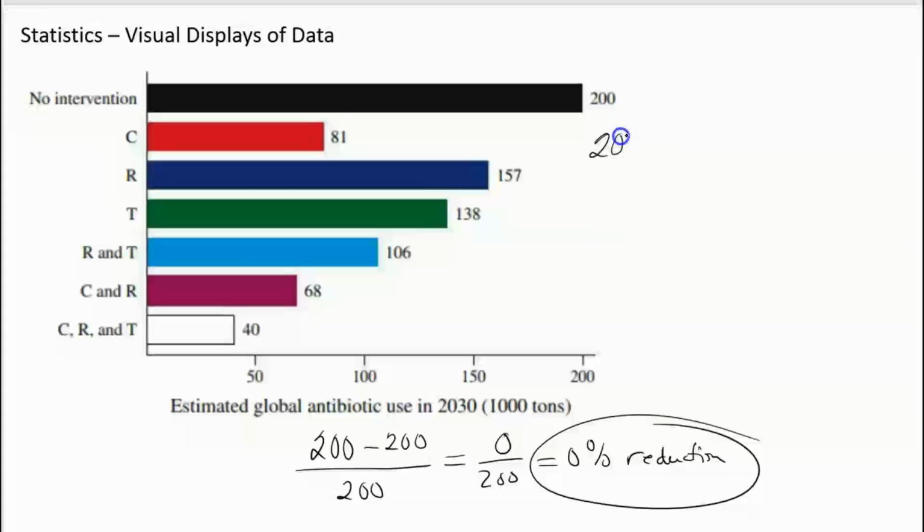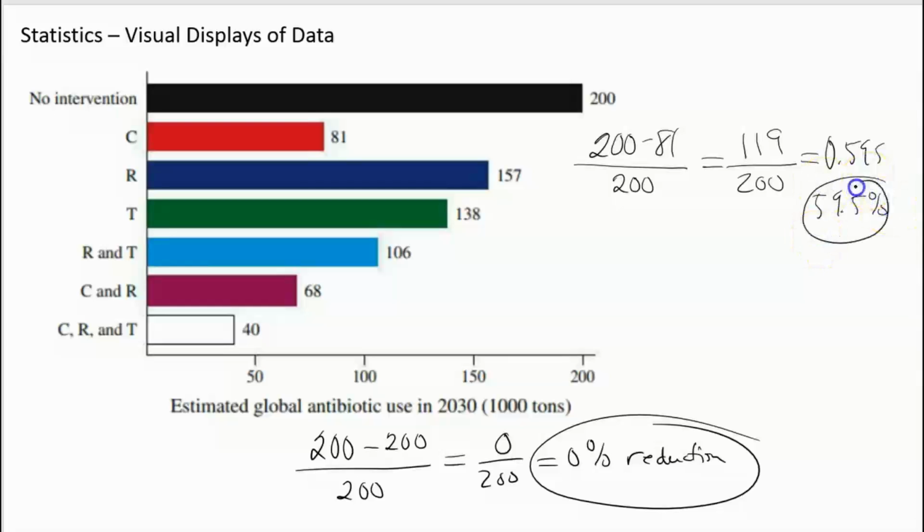So 200 minus the 81. That's how much we cut back. But I need to divide by 200 to get a percentage. Now we know 200 subtract 81 was what? 119 divided by 200. And then I'm just going to type that in my calculator. So 119 divided by 200 gives me 0.595, which is 59.5%. Okay, so a reduction of 59.5%, which is a pretty good reduction.